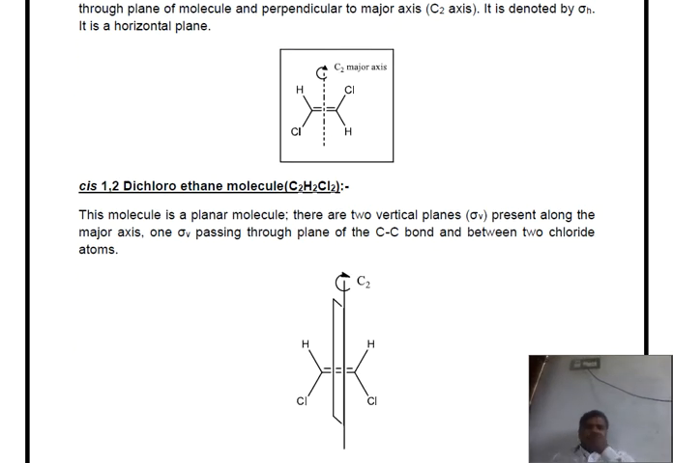Cis 1,2-dichloroethane molecule. In this molecule, the C2 is the principal axis. For this, there is no plane of symmetry perpendicular to the principal axis, but there is a plane of symmetry parallel to the principal axis C2. So it has sigma v.